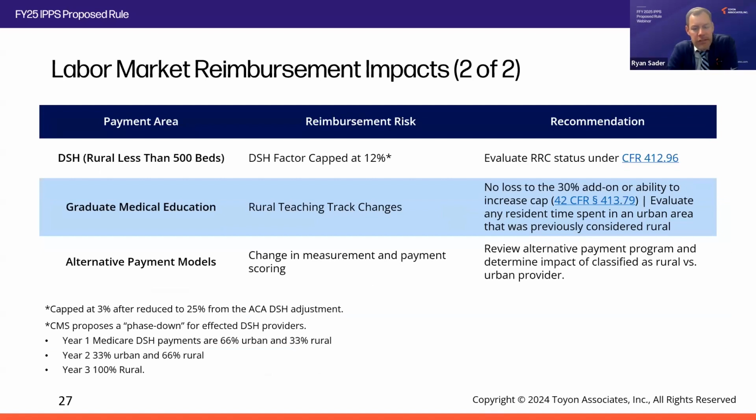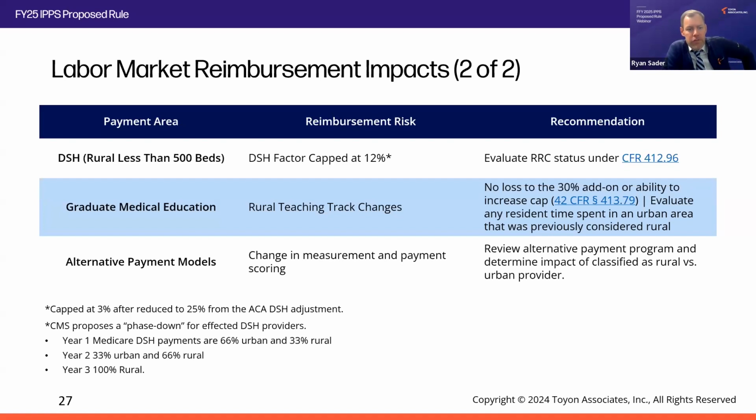A couple more areas just to consider here, right? So DSH is impacted if you go from rural to urban, right? Rural's less than 500 beds are capped. So you've got to, again, evaluate your rural referral center status. GME, you've got this rural teaching track changes, no loss on 30% add-on. CMS made sure you're grandfathered in, right? So if you're rural and you go to urban, you're grandfathered in. I can't imagine that this impacts too many hospitals, but it's just good to know that that is out there.